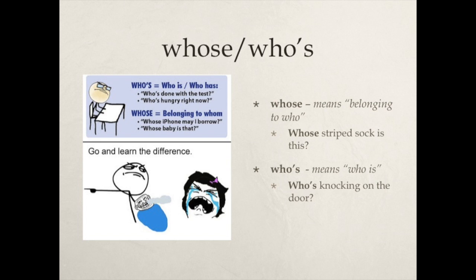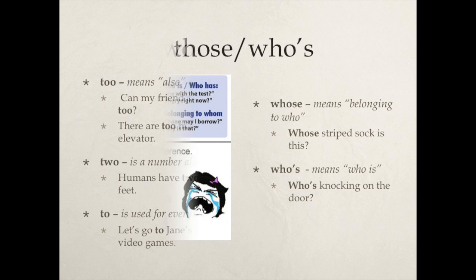All right, up next we're looking at whose, W-H-O-S-E and W-H-O apostrophe S. W-H-O-S-E means belonging to who or whom. Whose striped sock is this? Meaning who does this striped sock belong to? W-H-O apostrophe S is another contraction. It means who is. Who's knocking on the door? Meaning who is knocking on the door.